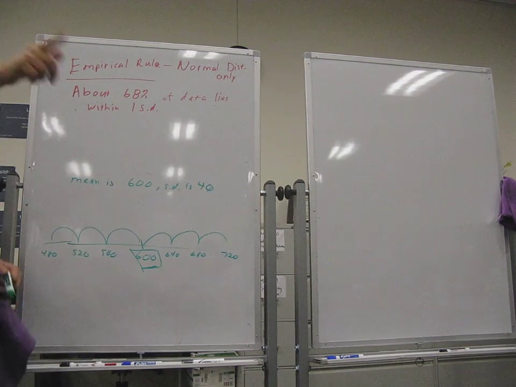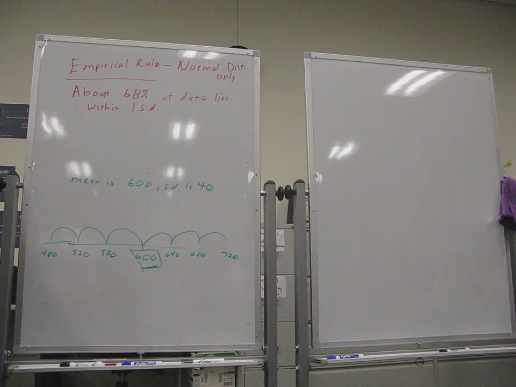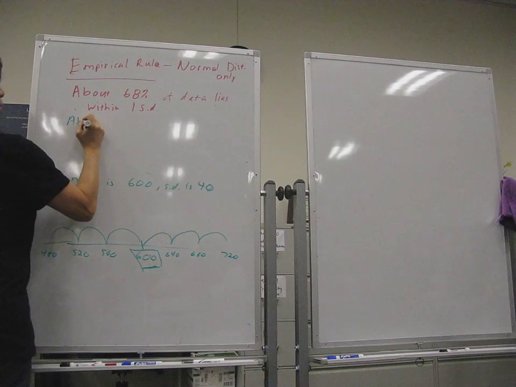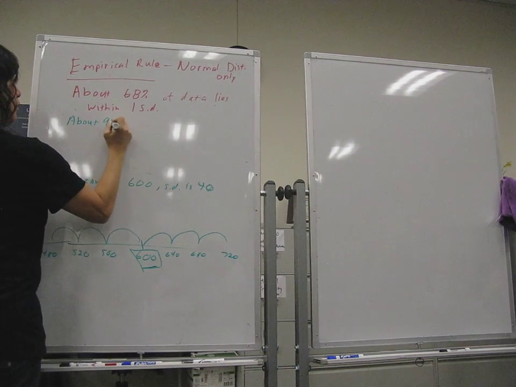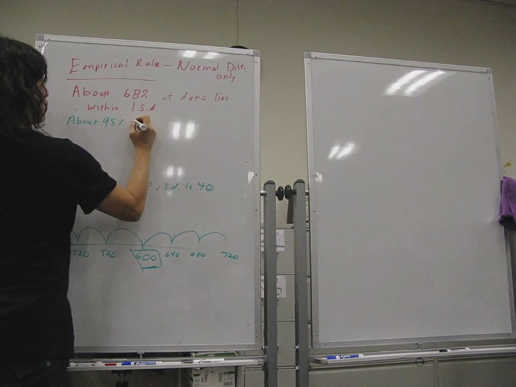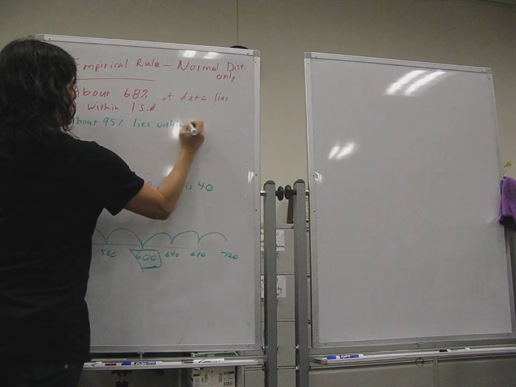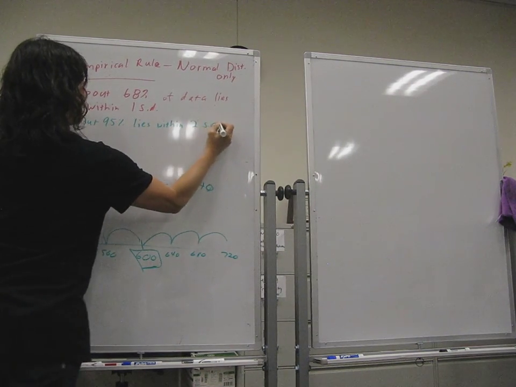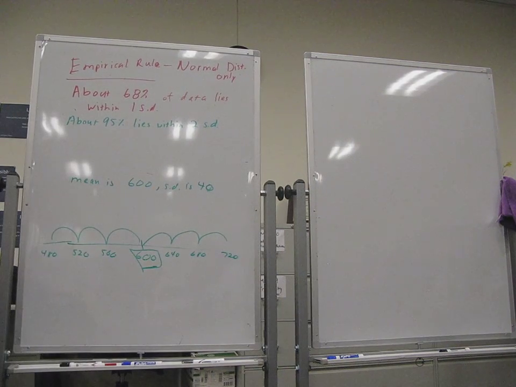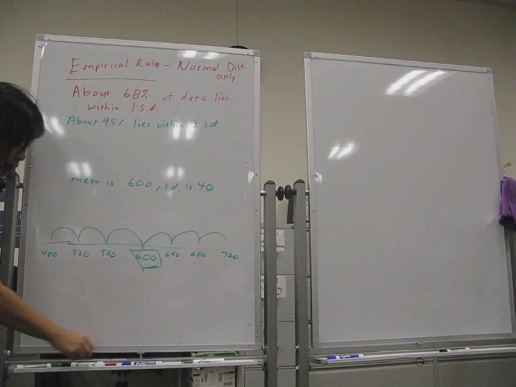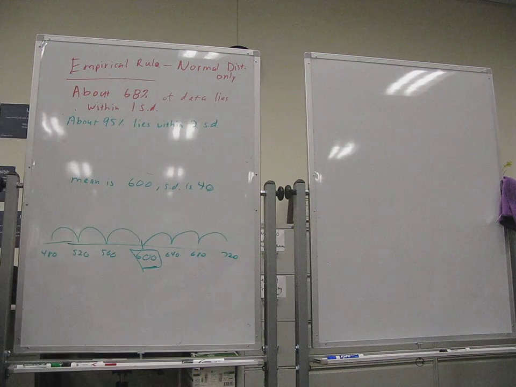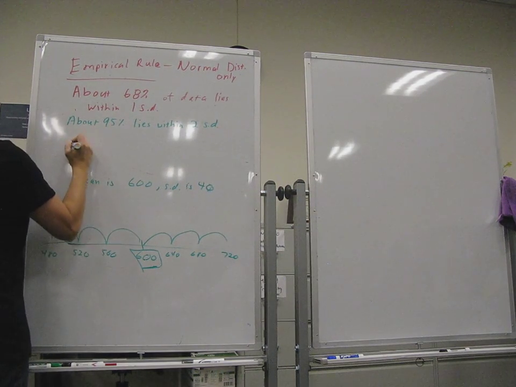What else does it say? Someone else give me another one? About 95% is within 2 standard deviations. 95% lies within 2 standard deviations. And then there's one more, which is? 99.7% falls within 3 standard deviations.